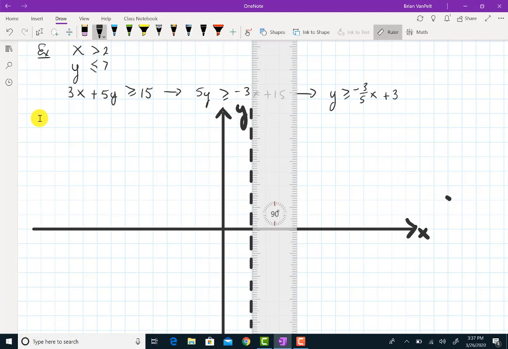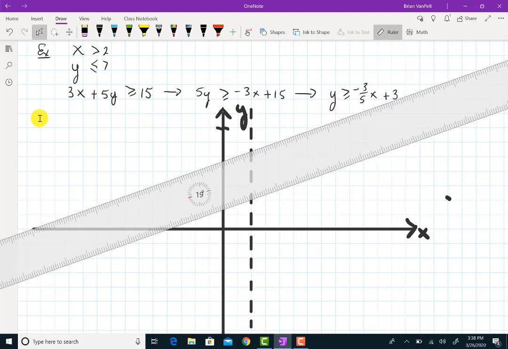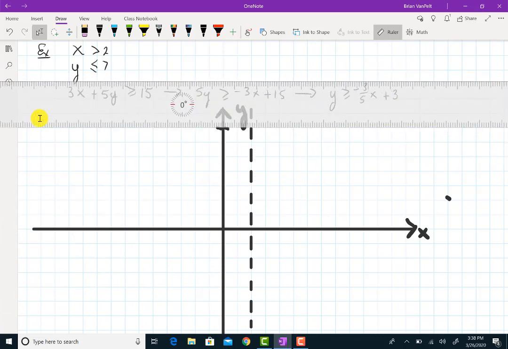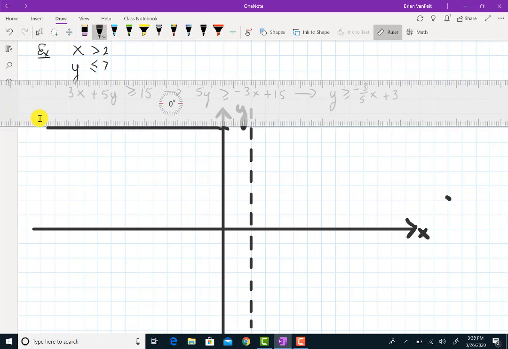And then it says y is less than or equal to 7. 1, 2, 3, 4, 5, 6, 7. That's this. Let me go ahead and draw a solid line under that one. All right, if I need both of those to be true, then the region I'm interested in is this region over here.